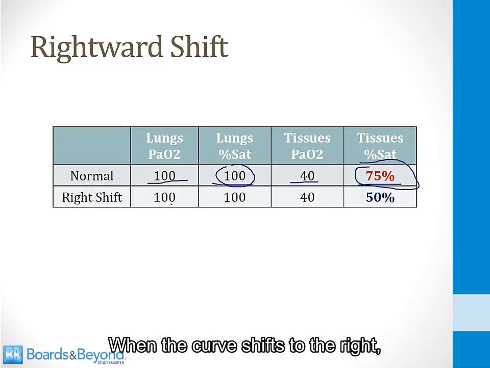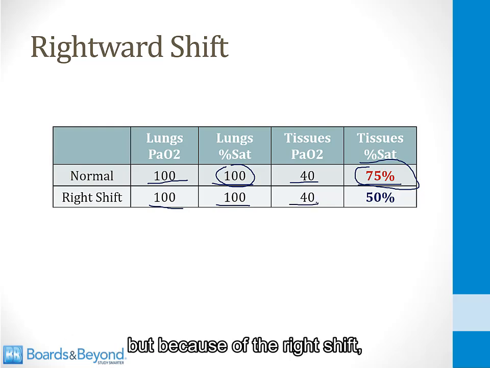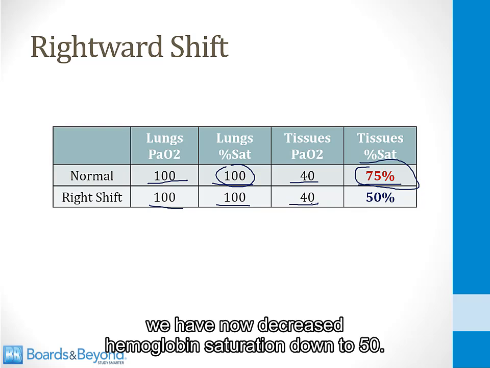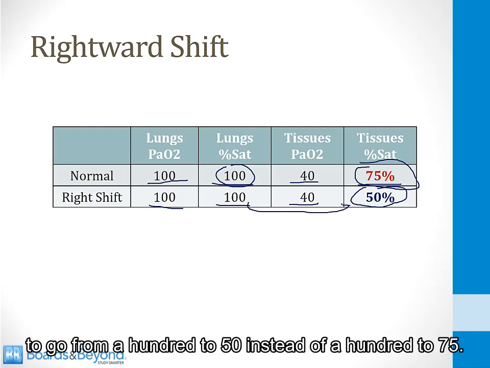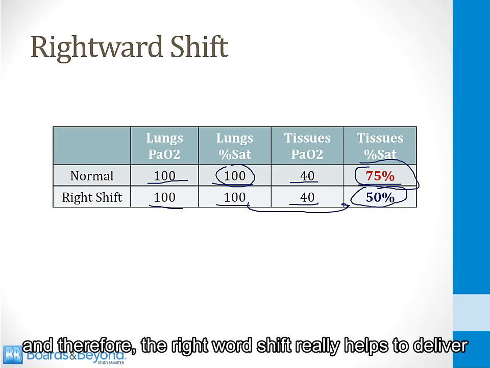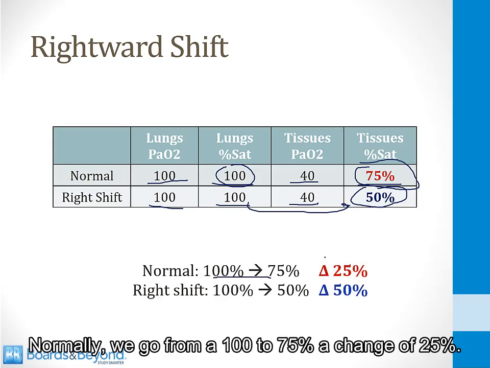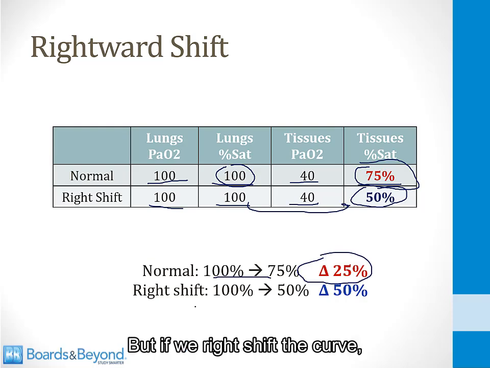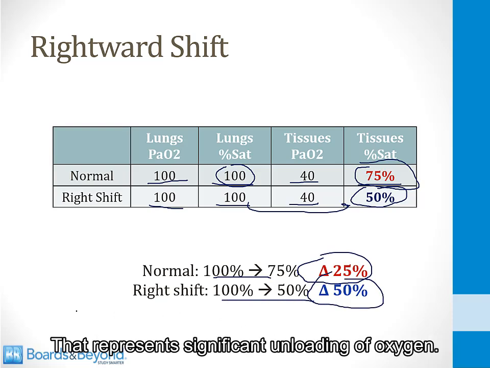When the curve shifts to the right, we still have a PaO2 of 100 in the lungs. We are still fully saturating hemoglobin in the lungs. The partial pressure in the tissues is still 40, but because of the right shift, we have now decreased hemoglobin saturation down to 50%. So the rightward shift allows hemoglobin to go from 100 to 50 instead of 100 to 75. And that represents a significant unloading of oxygen, and therefore the rightward shift really helps to deliver much more oxygen to tissues. And I've shown this down at the bottom here. Normally we go from 100 to 75%, a change of 25, but if we right shift the curve, we could go from 100 to 50%, which is a delta of 50. That represents significant unloading of oxygen.